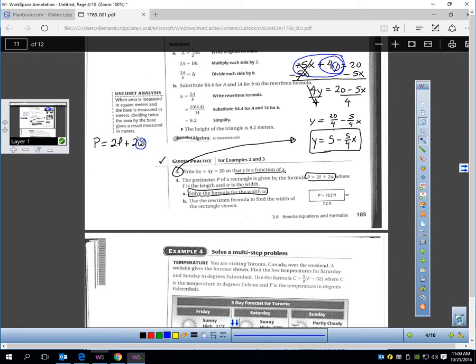Now, the times 2 would be the next layer. The outside layer would be the 2L. Now, there's no sign in front of 2L, which means it's a plus. Well, how do I get rid of plus 2L?